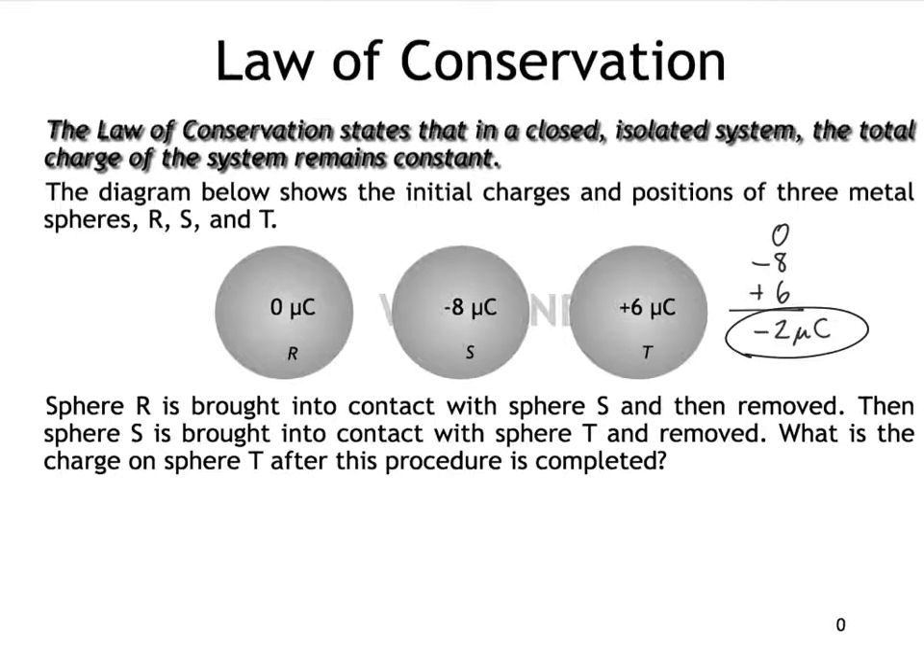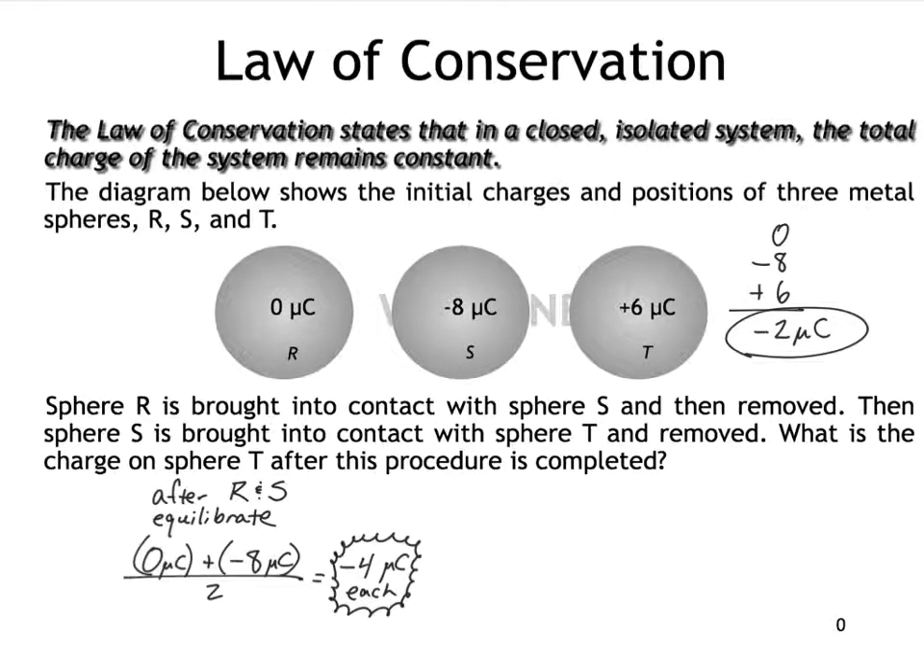But let's see what the question is asking us to do. So sphere R is brought into contact with sphere S and then removed. Keep in mind that the electrons are allowed to migrate back and forth until they reach an equilibrium between the two spheres. So let's just say that all of the extra electrons, the excess electrons in sphere S that are giving it a charge of -8, let's say half of them migrate to R, and if that is the case, then what would the new charge be on sphere R and sphere S?